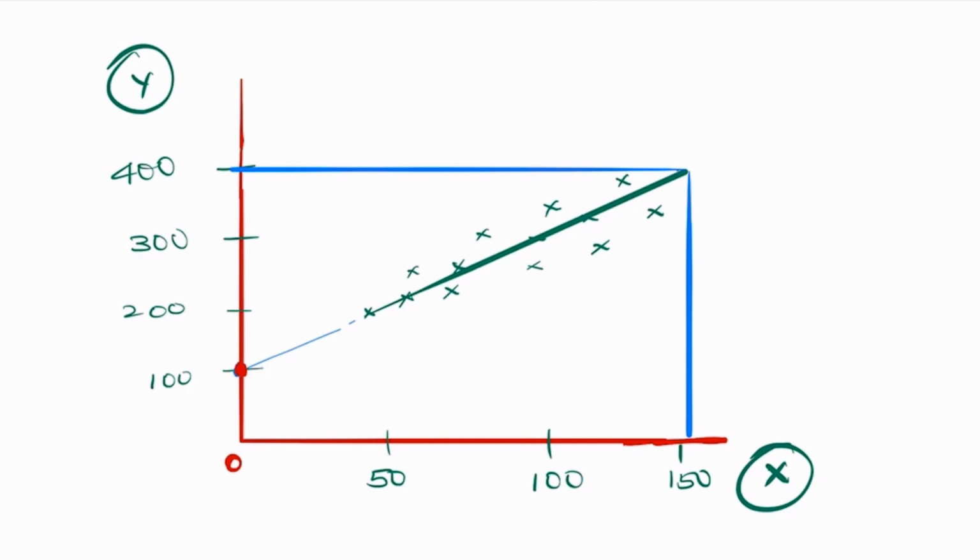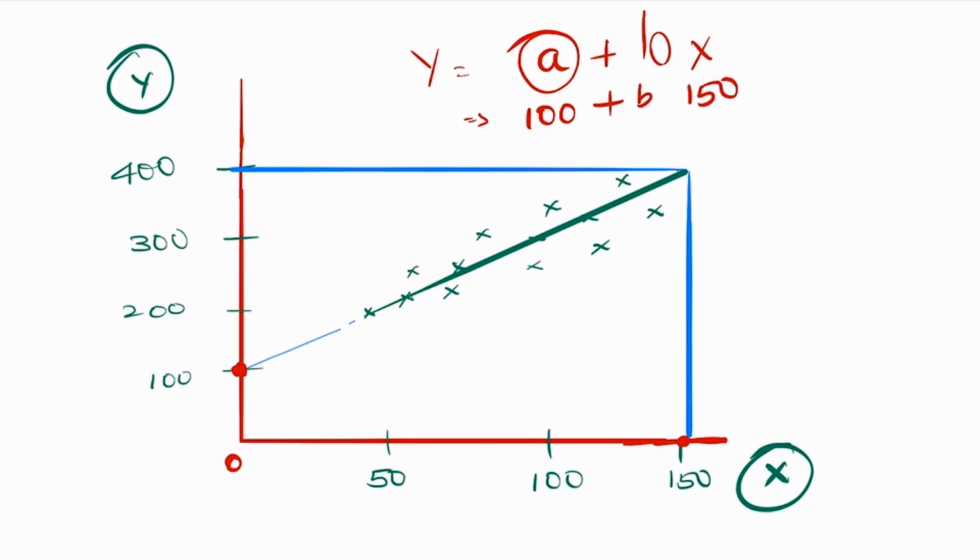So I'll be plugging this into my information. Y is equal to a plus bx. Now I told you x is an independent variable, y is a dependent variable. Y is equal to a plus bx. A is my intercept on the y-axis, which is basically 100. B is the one where I need to find out its value. X is the number of units, which is basically 150. So I need to find B.